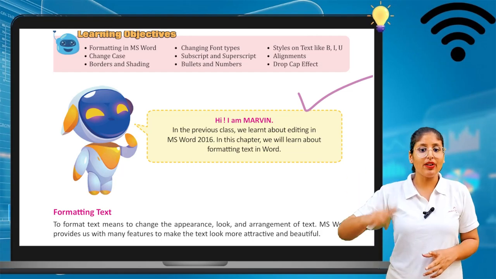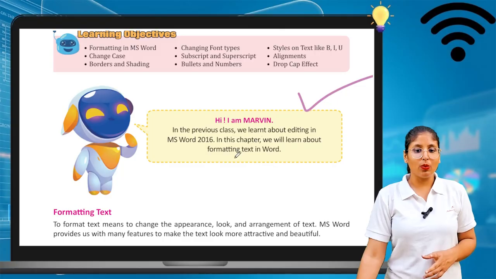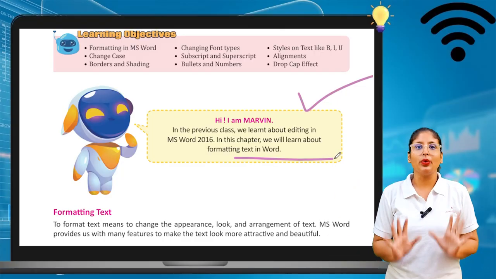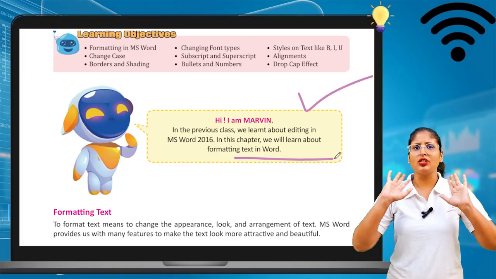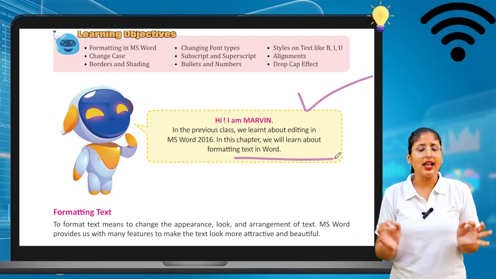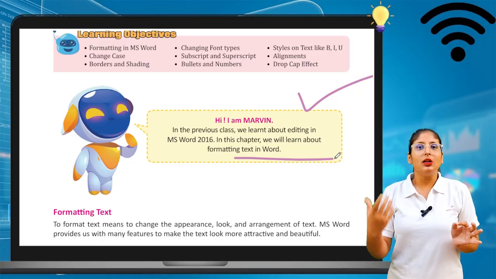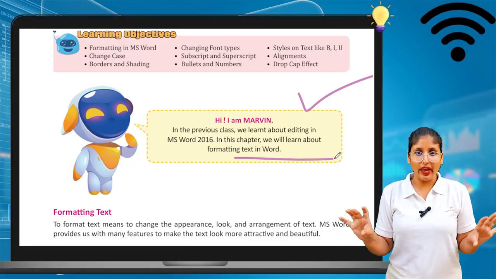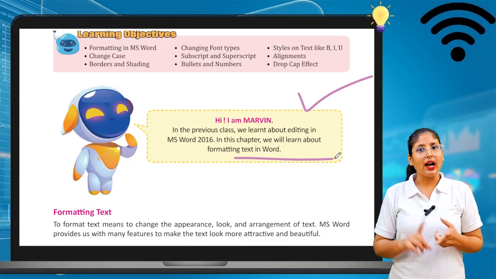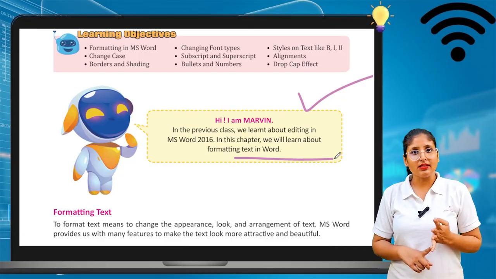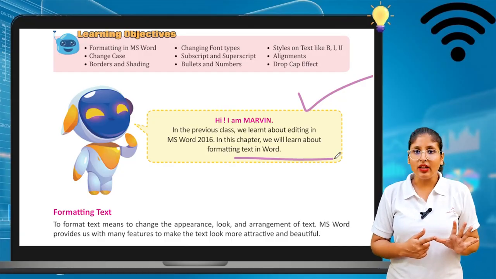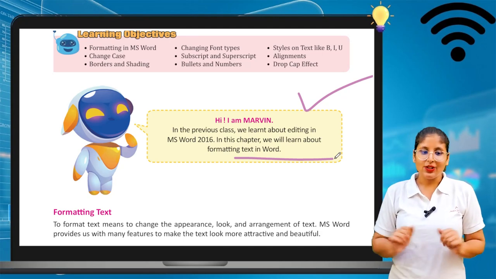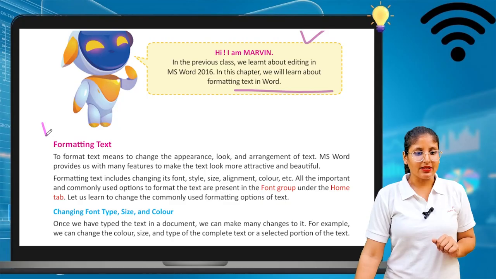In this chapter, we will learn about formatting text in Word. How we can format the text that is written in MS Word, how we change color, how we change background, how we change their font size, how we increase or decrease the size of the text, how we add pictures, how we copy it, how we paste it, how we draw a margin in MS Word. All these things. So let's start formatting text.